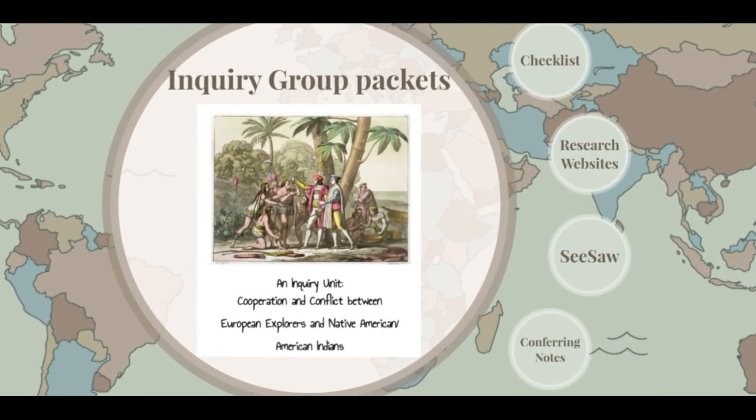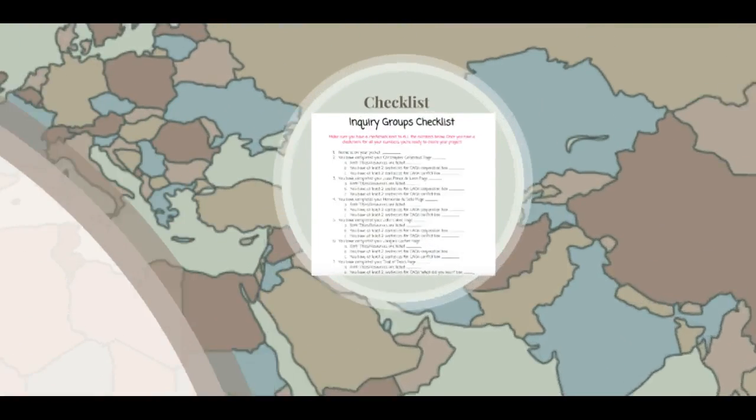For inquiry groups, I made a packet that every student received, and the inquiry groups were used in a small group setting where students rotated throughout the stations every day to finish one page per day in their packet. All of the pages focused on cooperation and conflict between different European explorers and Native American tribes, and also included a section on the Trail of Tears and bullying.